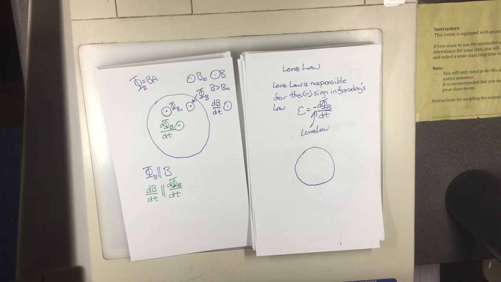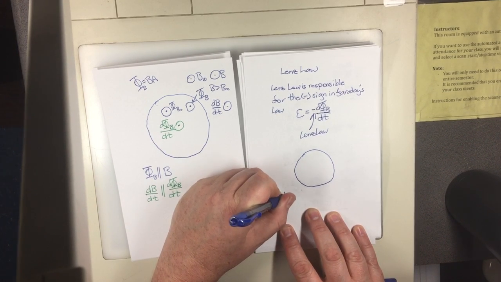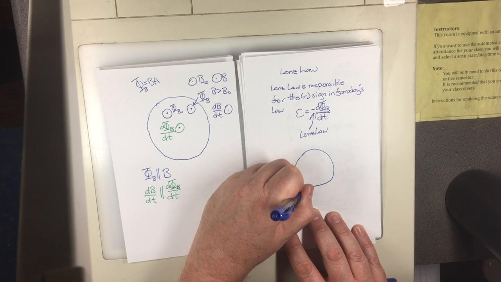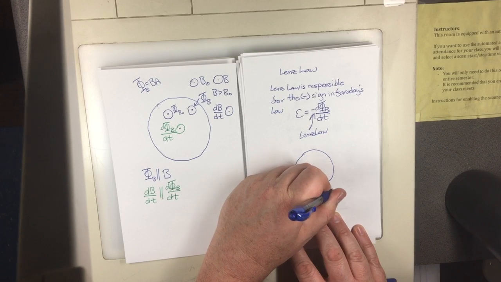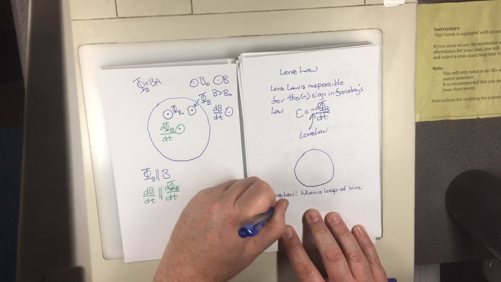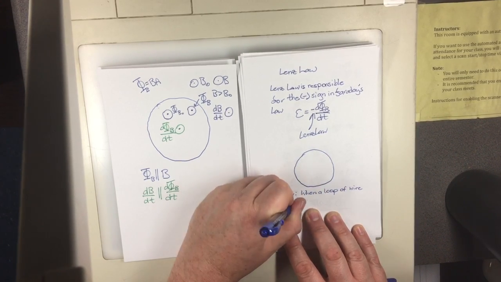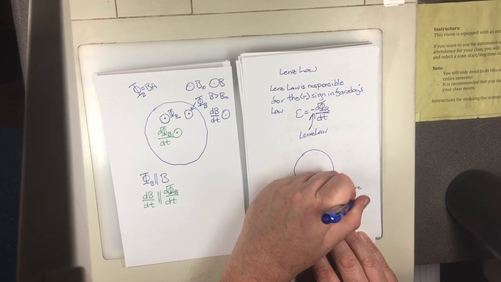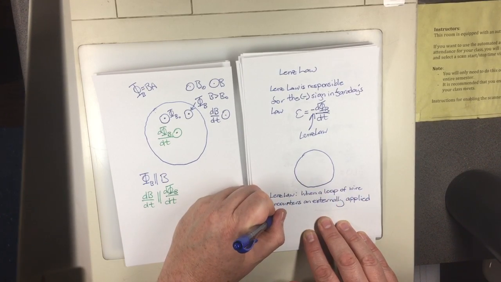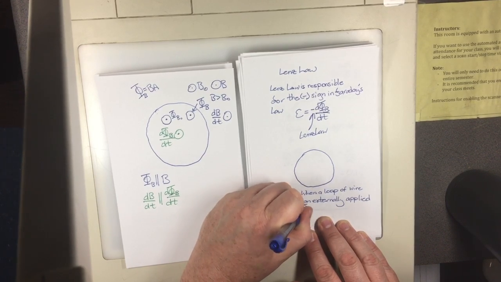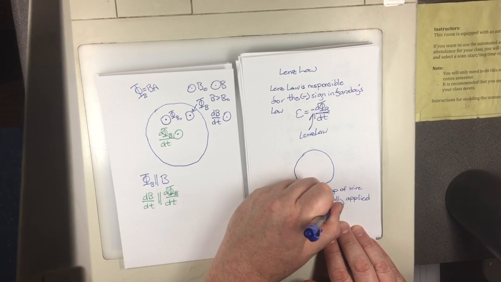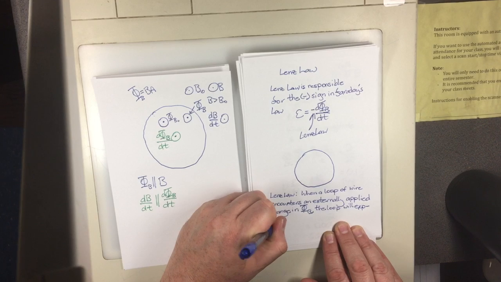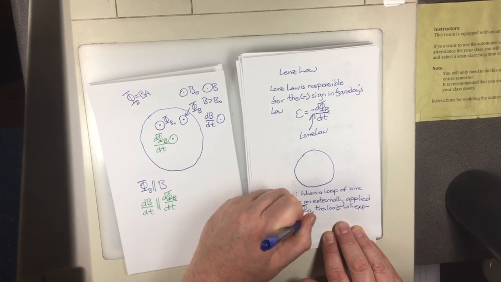And now we're going to get to Lenz's law. Lenz's law is when a loop of wire encounters an externally applied change in magnetic flux, the loop will experience an induced current.